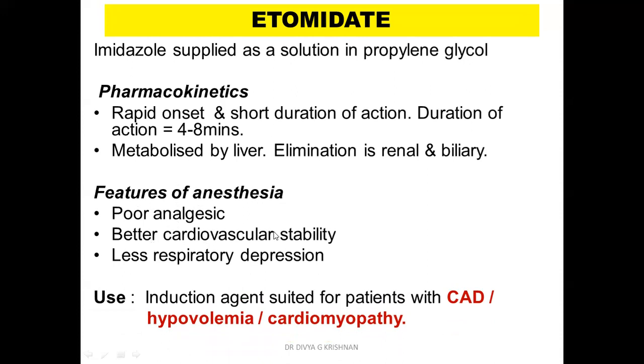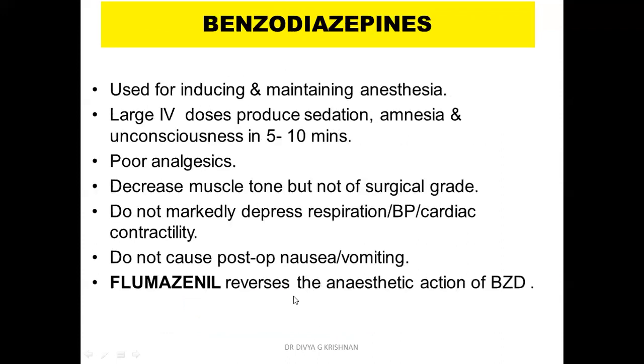But the main advantage of etomidate is that it has got a better cardiovascular stability and it causes lesser respiratory depression. So it is an induction agent which is suited for patients who are having some cardiac problems like CAD, hypovolemia, and cardiomyopathy. So this is mainly used for patients who are having cardiac problems.